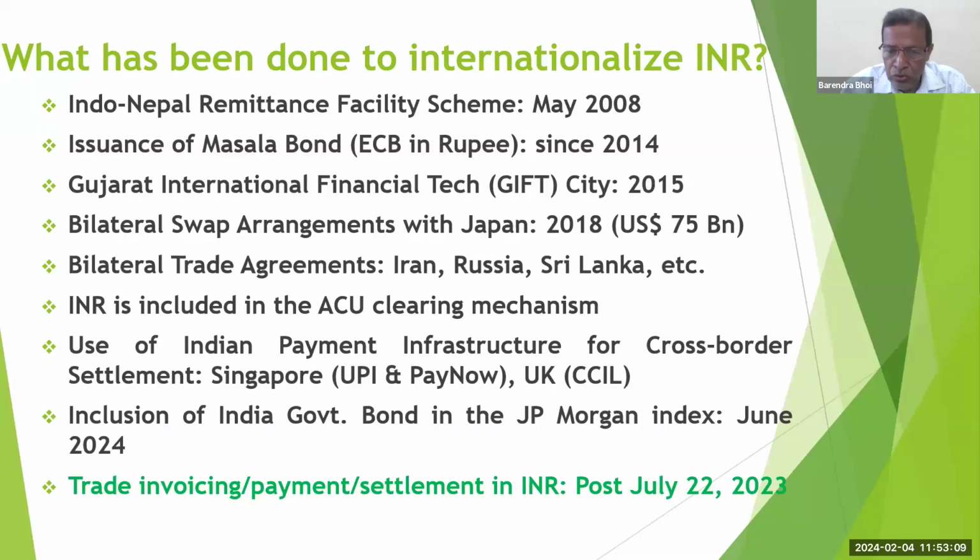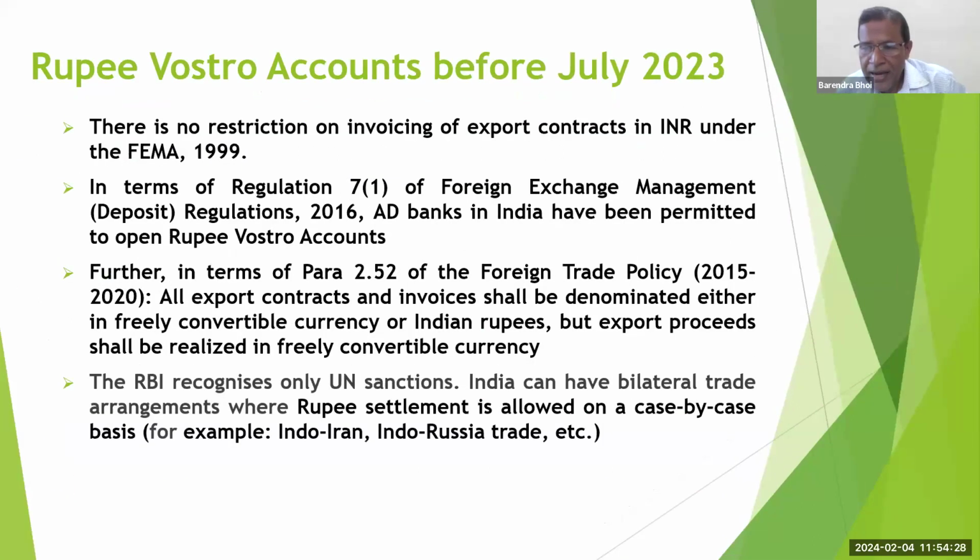To an extent, through UPI, through CCIL, among a few countries, other than bilateral trade agreements with the countries. Now, inclusion of India government bond in JP Morgan index. Here comes something called the Rupee Vostro account. Before the July 2023 circular, even if some of your international trade is denominated in rupee, it had to be settled in convertible currency. This was the kind of arrangement.